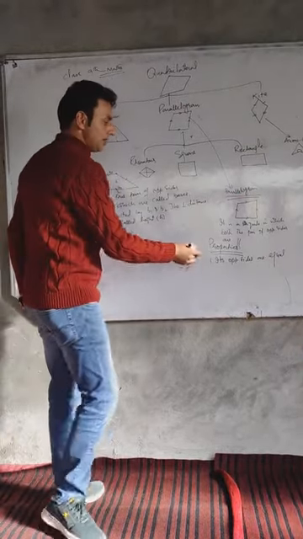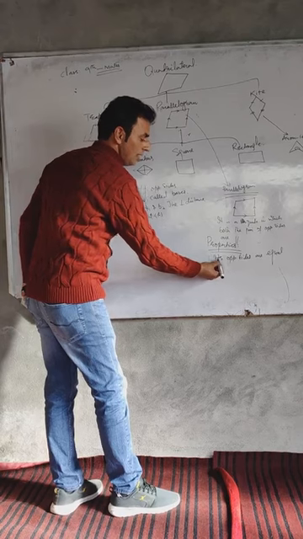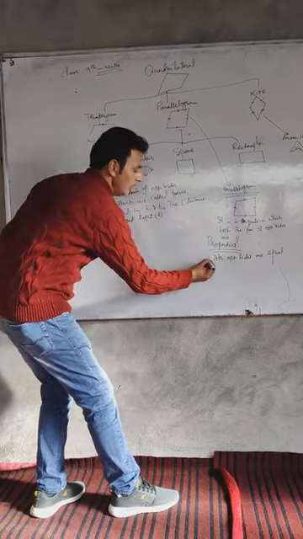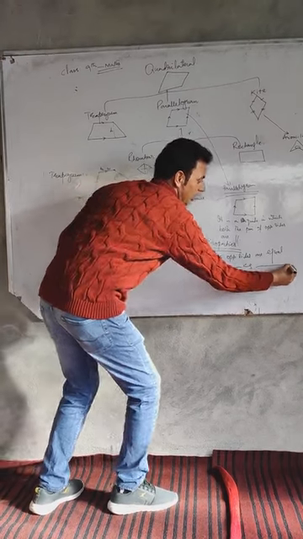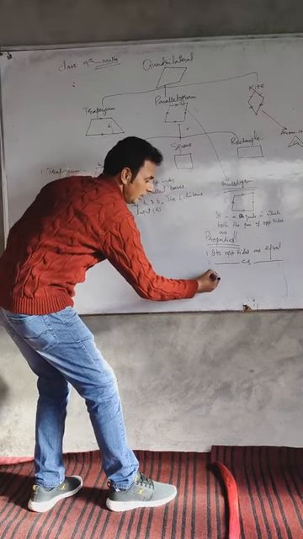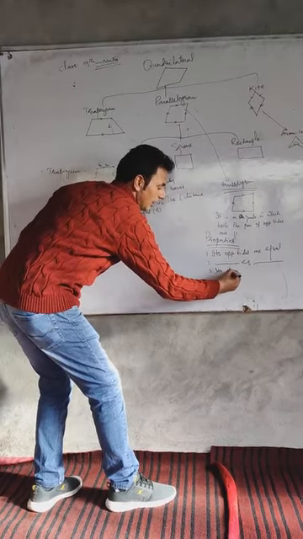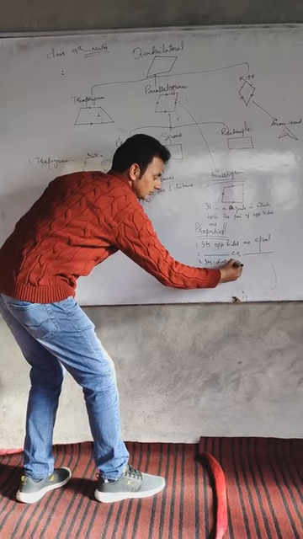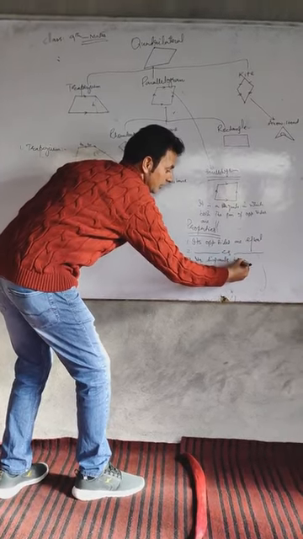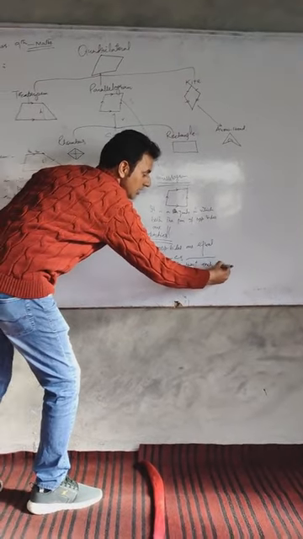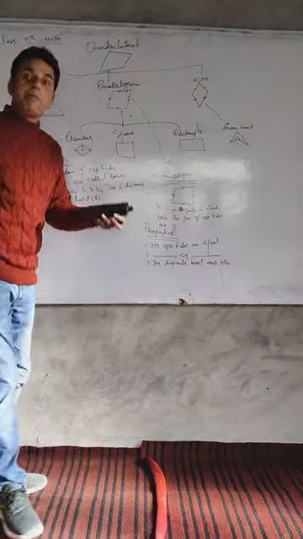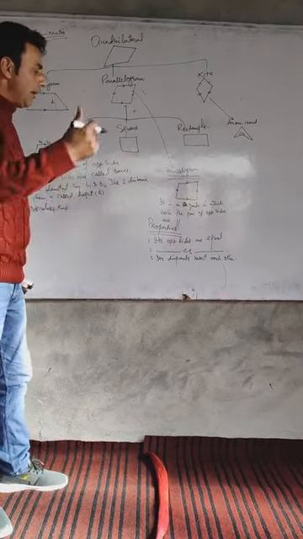Its properties are, number one, its opposite sides are equal. Number two, its opposite angles are equal. Number three, its diagonals bisect each other. These are the three main properties of a parallelogram.